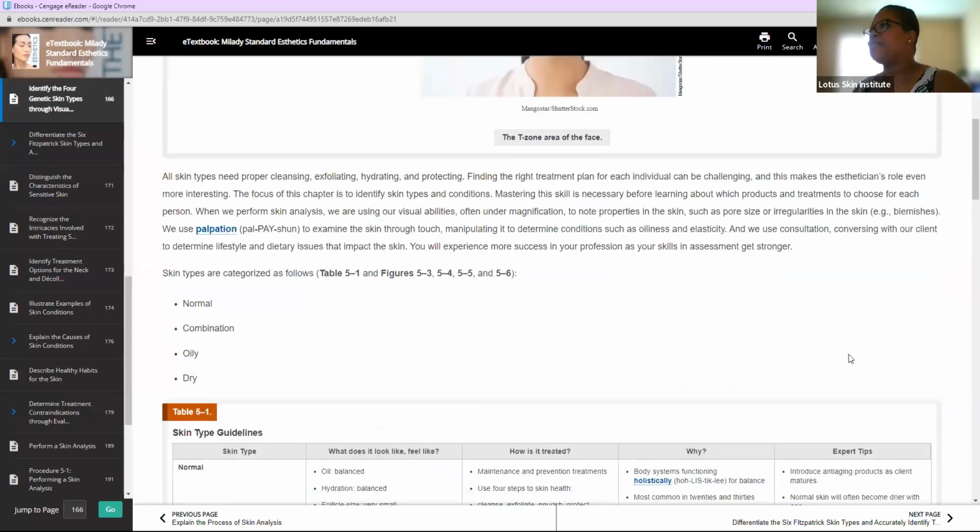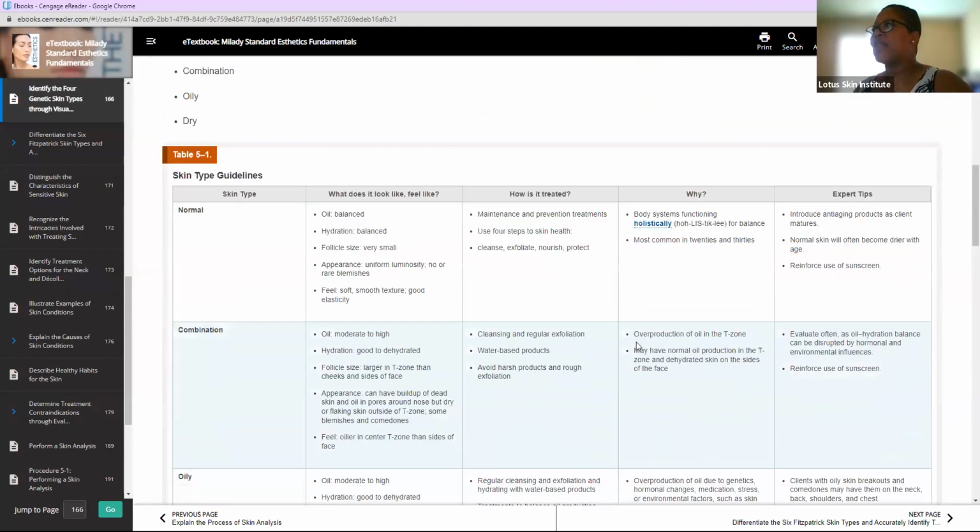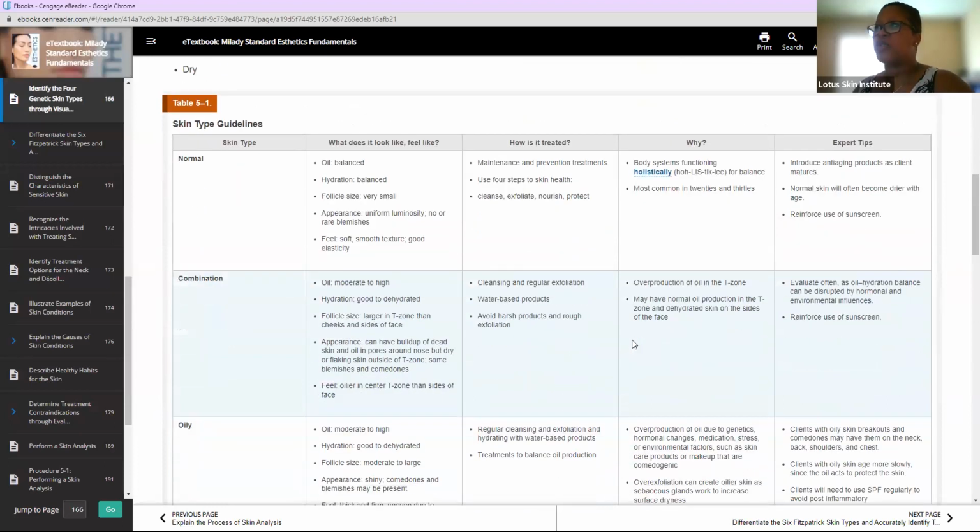So table 5.1 and figures 5.3, 5.4, 5.5, and 5.6 in your ebook go into detail on this. This is important. I'm taking a minute to look at this with you guys because out of all of the things there are to look at, this is an important one. Get very familiar with this, right? So for normal skin, oil is balanced, hydration is balanced, follicle size is small, there are no or rare blemishes, a soft, smooth texture and good elasticity. These are the things that make a normal skin type.